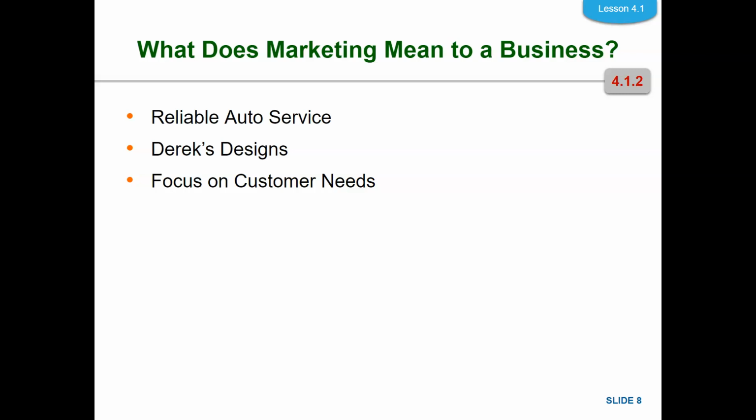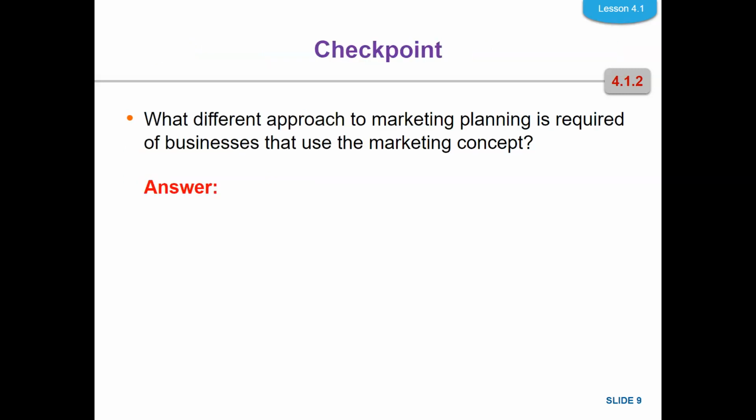And the checkpoint question will be based off of those sections, so it's important for us to read pages 94, 95, and 96. And the checkpoint question is this: what different approach to marketing planning is required of businesses that use the marketing concept? Again, based on those 3 sections on the past 3 pages, you will be able to answer that question.